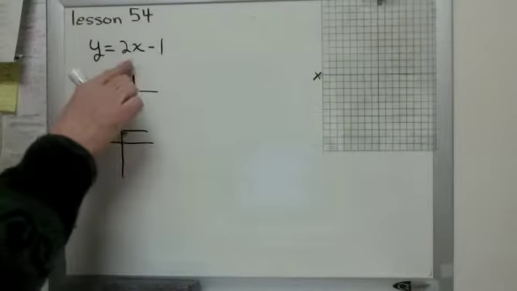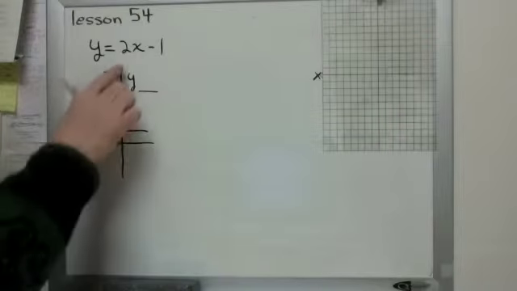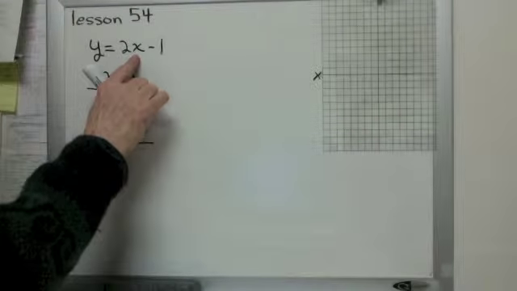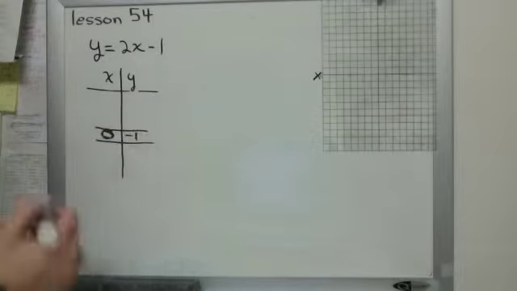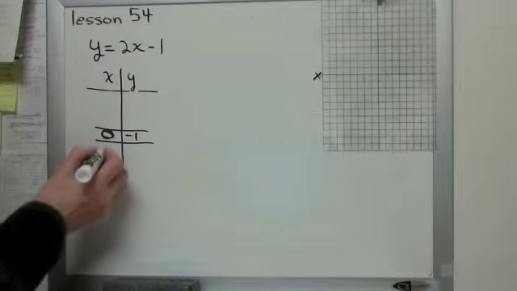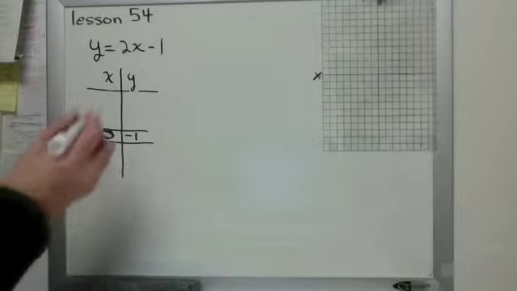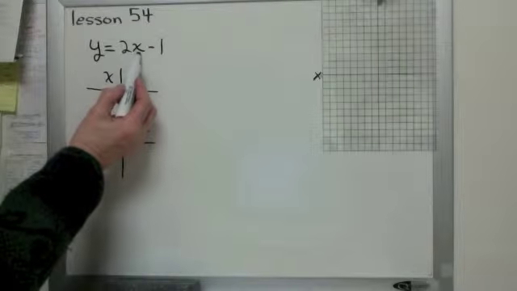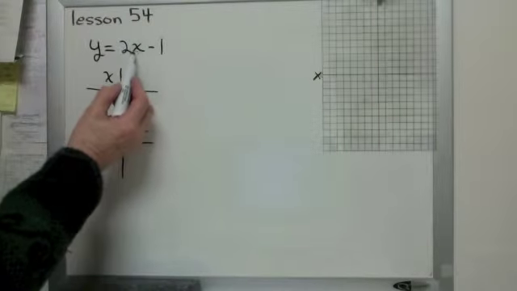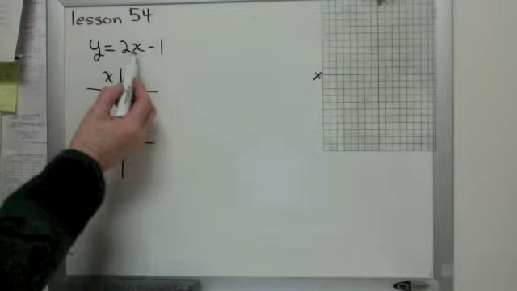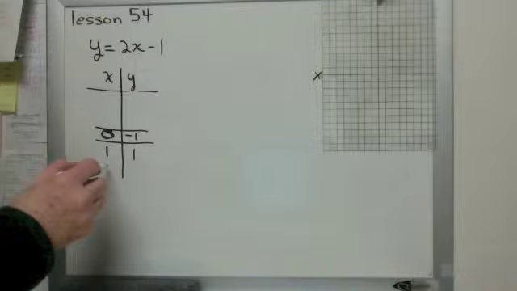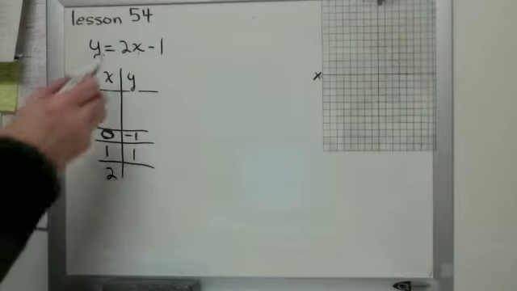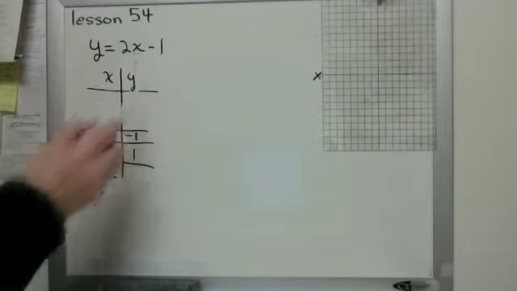So think about this. If x is 0, 2 times 0 is 0. 0 minus 1 is negative 1, so the y is negative 1. All right, let's try 1 for x. So again, I put 1 in here, and I do 2 times 1 is 2, minus 1 is 1, right? All right, let's try 2. 2 times 2 is 4, minus 1 is 3. I'm getting lots of points.